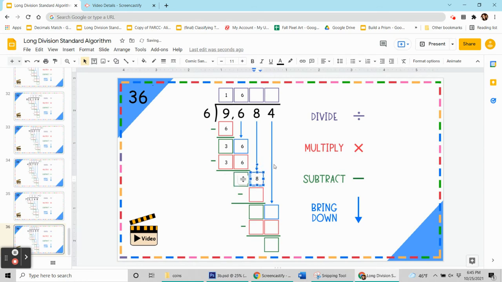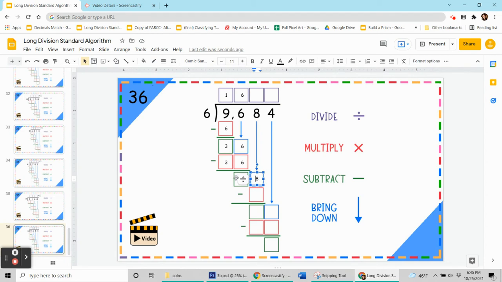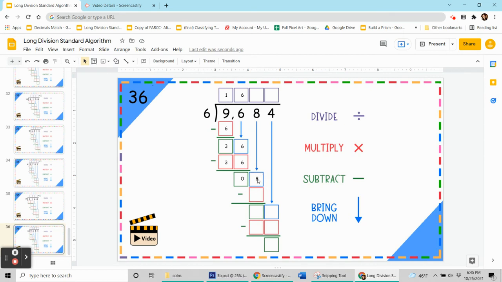All right. Next step is to divide again. So what are we dividing? The last thing we touched, which is the 8. The 0 doesn't do anything for us. Otherwise, we'd use these two boxes, but it's a 0. So 8 divided by 6.